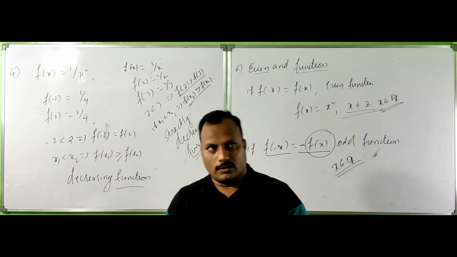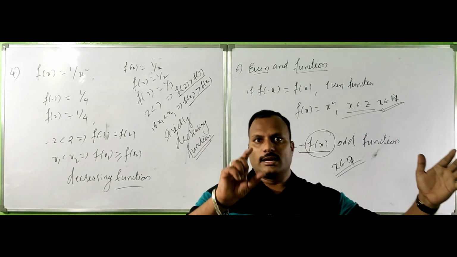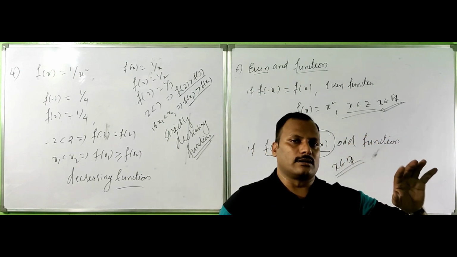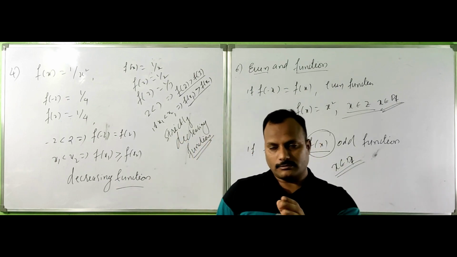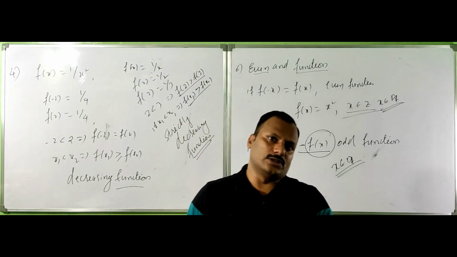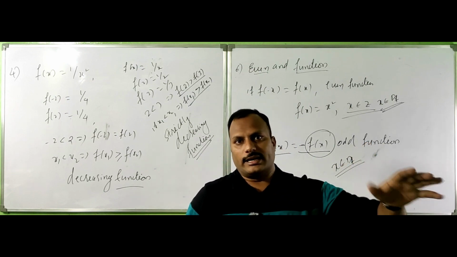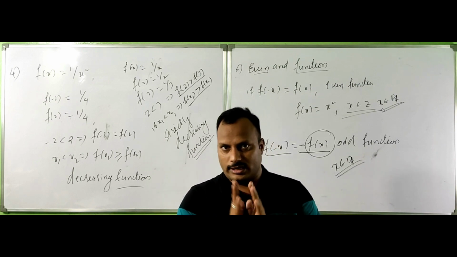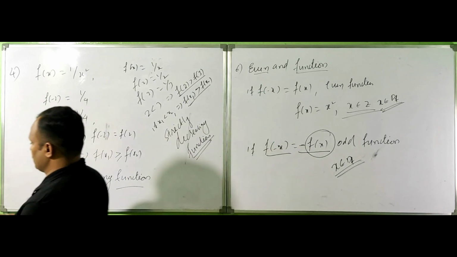Then we have the constant function: only a single element mapping, all elements of the domain mapping to a unique element in the range. In a constant function, the range is only the constant element. And the zero function: all elements of the domain mapping to zero, only a single element, again zero, right? And another one is the equal function. The domain and range of the function are the same, called equal function, right? Range, I am not saying codomain, range.